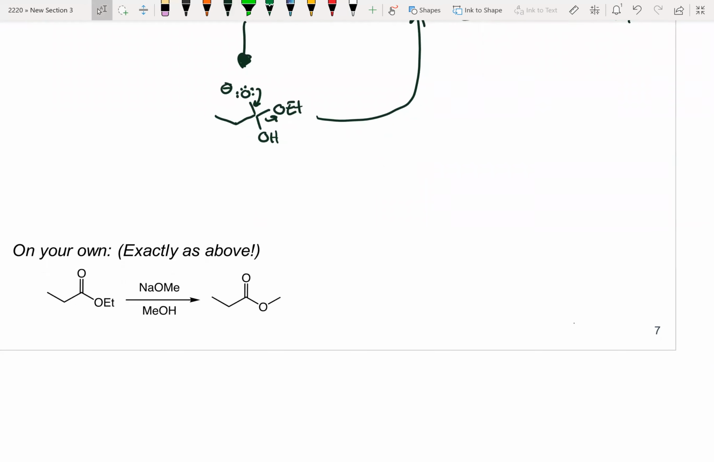And now on your own, you can think about how this would work for a transesterification mechanism. Again, transesterification is where we go from one ester to another. And this mechanism is indeed quite similar. So take a moment to do that and convince yourself of why you need to do each step.